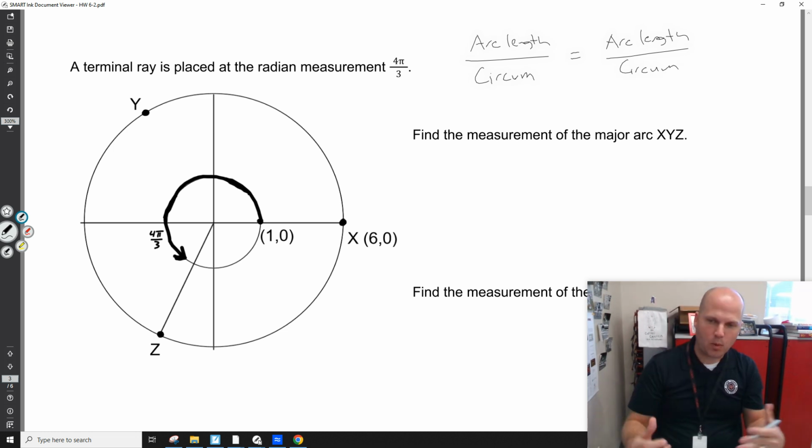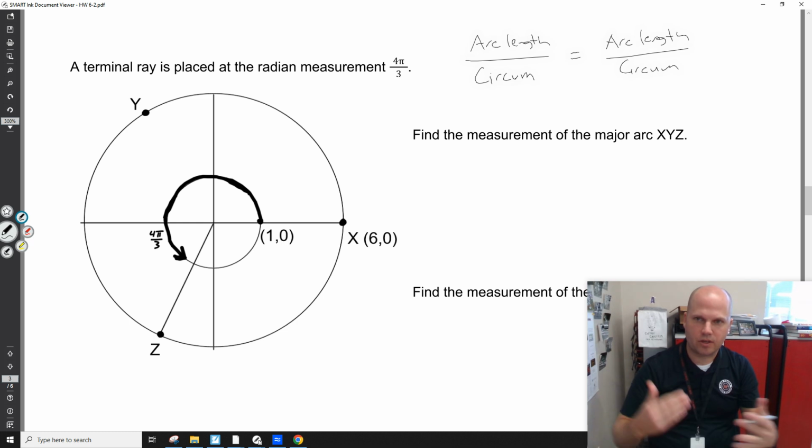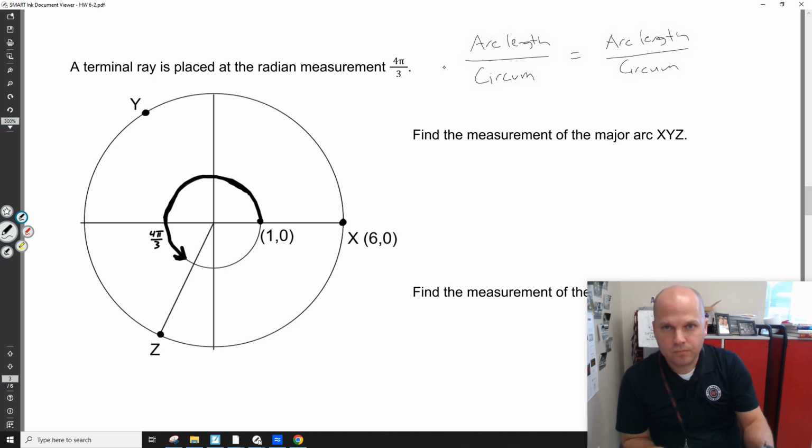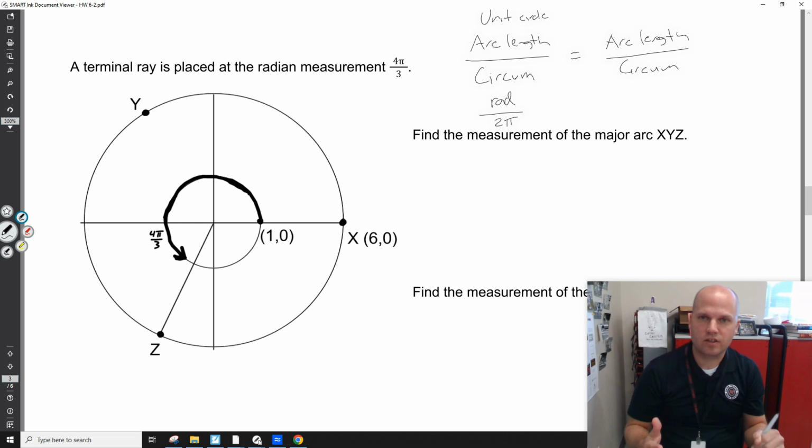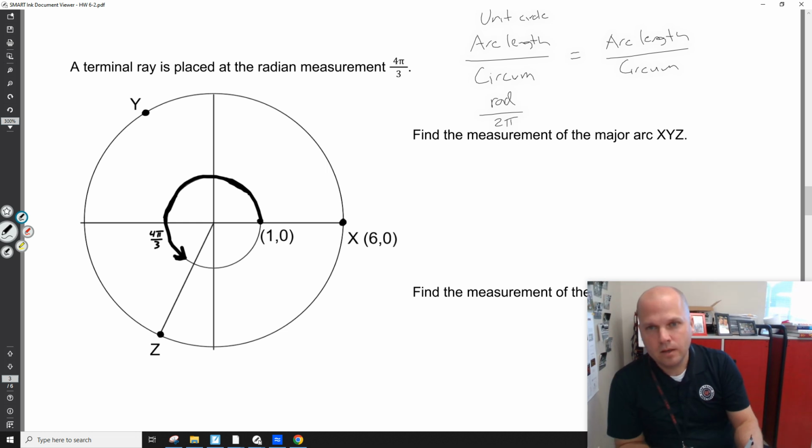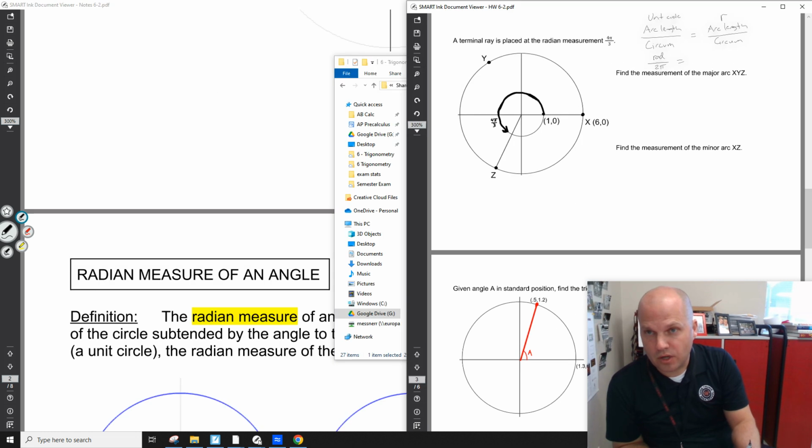Okay? They have to be proportional, so these ratios, arc length to circumference, have to be equal. Well, if I talk about our unit circle, we talk about the arc length of a unit circle being our radian measurement, and the circumference of our circle with a radius of 1 is 2 pi.